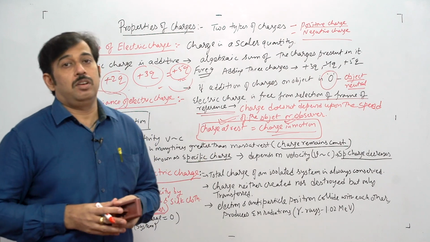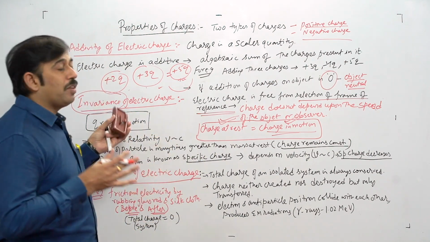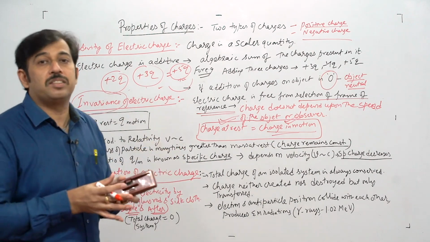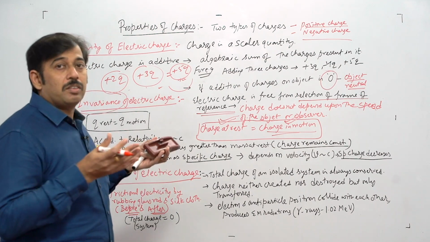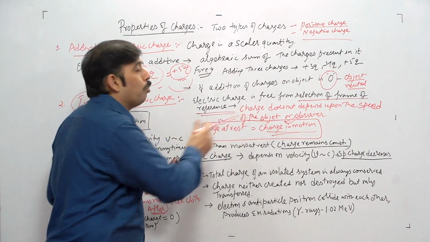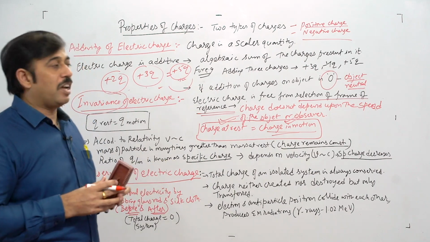What should be your answer? Your answer should be, because we know the properties of the invariance of electric charge, we can simply find them out easily, because both are the same. They are the same, whether it is at rest or in motion. So there is no change in the charge, either in motion or in the rest position.